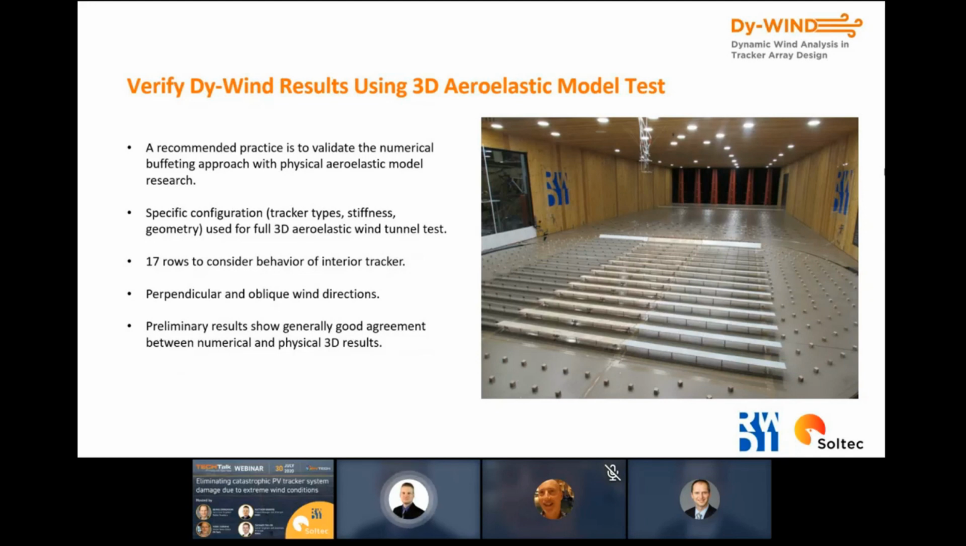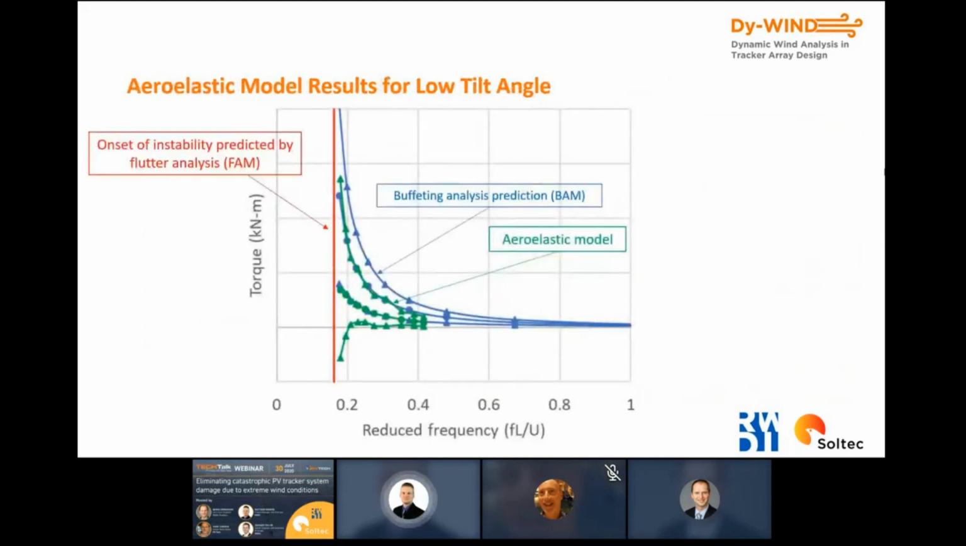And so we can see on the next slide a comparison of one of those cases for a low tilt angle. So this graph is presenting torque on the vertical axis, and on the horizontal axis is the reduced frequency, similar to what Bernd had described before. The red vertical line represents the instability limit as determined by the Flutter analysis, so the FAM part of the wind. And then we have two sets of results plotted.